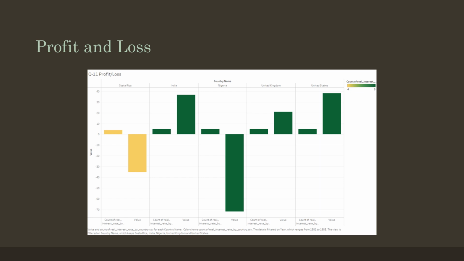In this chart, we have profit and loss. The profit and loss chart calculates the field the values measure for profit. Costa Rica and Nigeria show profit loss.